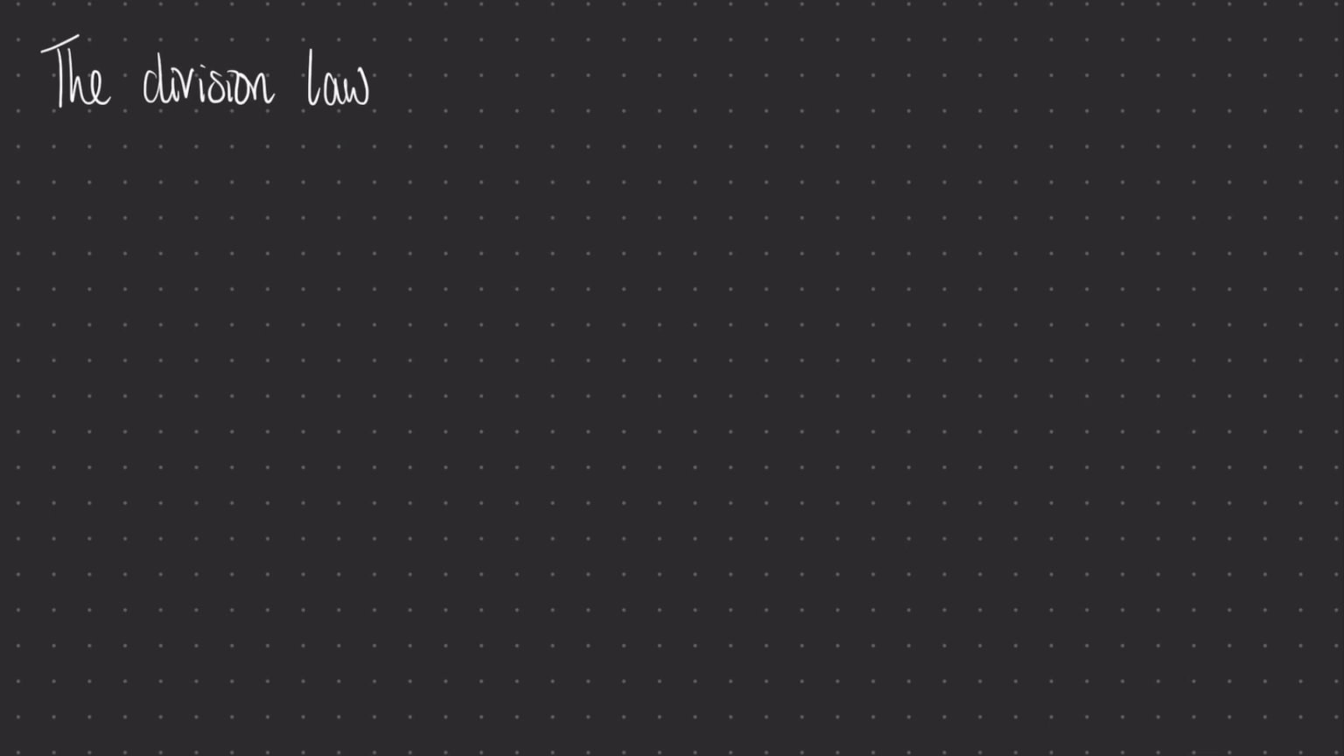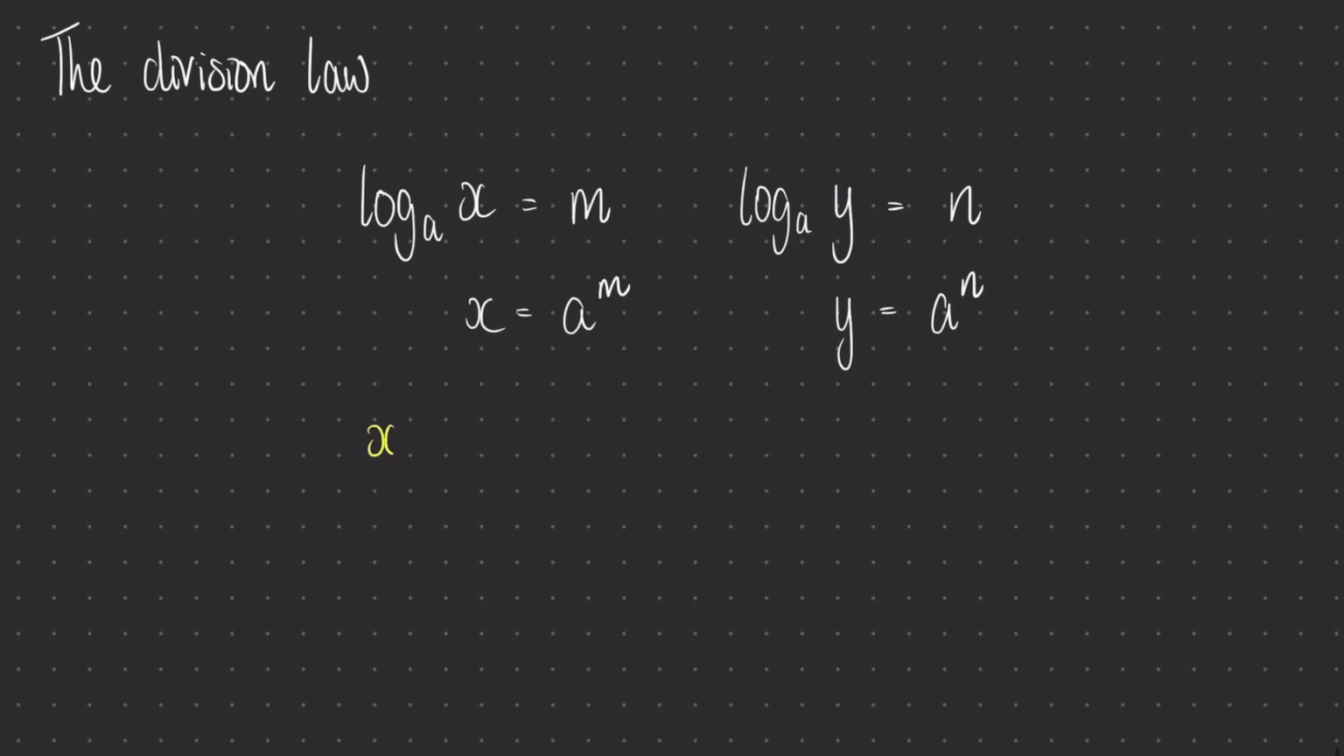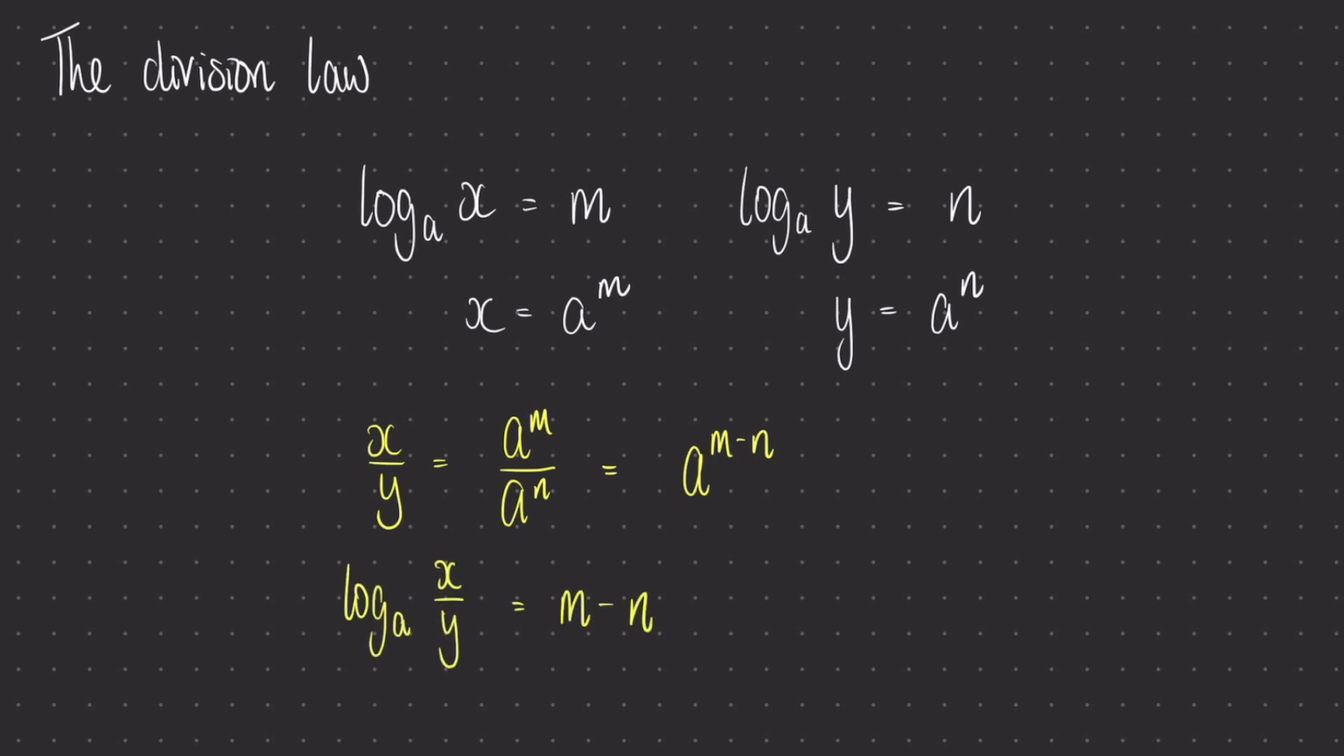We can do something similar with the division law. We can take the previously defined logarithms, and in this case calculate x divided by y. So we would have a to the power of m over a to the power of n, and using the laws of indices, we see that's a to the power of m minus n. Taking a logarithm to the base a of both sides, and resubstituting our initial logarithms, we can see that a division within a logarithm can be rewritten as the difference between those two logs.